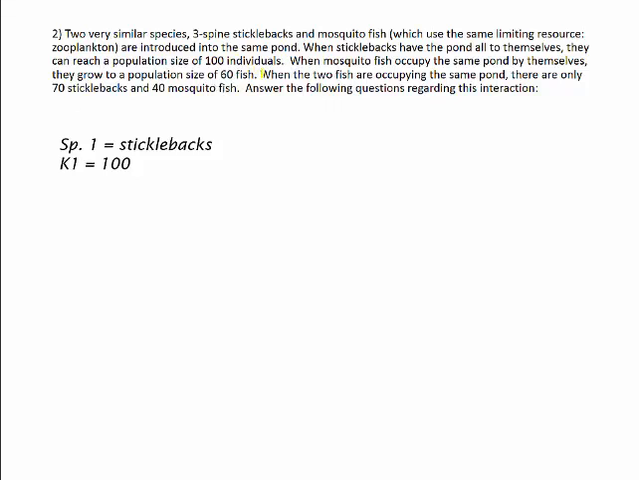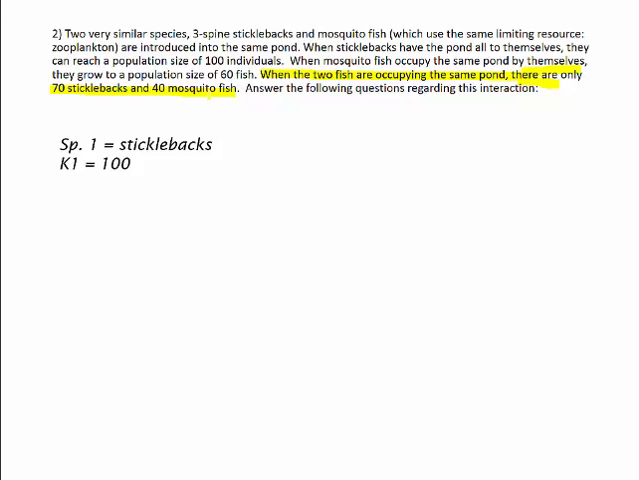As you probably figured out, the clue as to what's going on with the alphas is right up here in this line, which is to say that when the two fish are occupying the same pond together at the same time, you can have 70 stickleback and 40 mosquito fish. That means that a total of 110 fish, but they're split with 70 sticklebacks and 40 mosquito fish. They're sharing resources. That means that the mosquito fish cannot reach their carrying capacity because the sticklebacks are there, and the sticklebacks can't reach their carrying capacity because the mosquito fish are there.